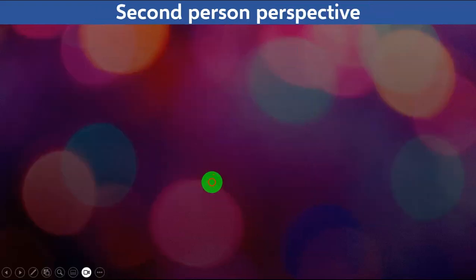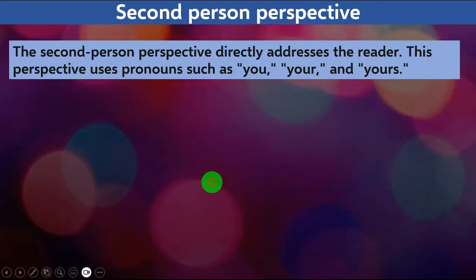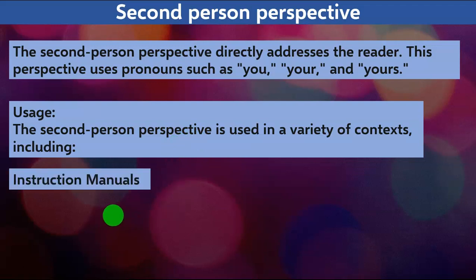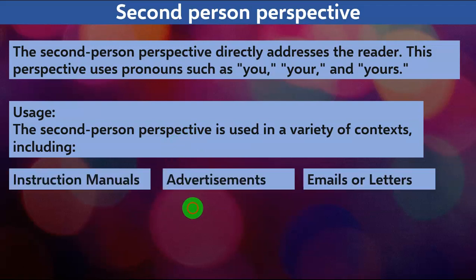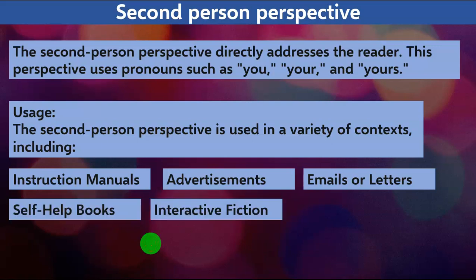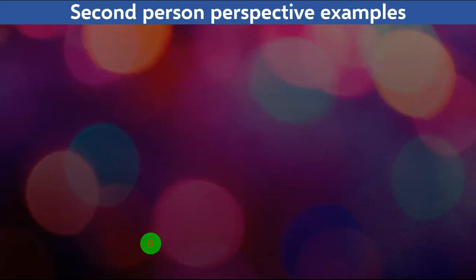Now let us talk about the second person perspective. The second person perspective directly addresses the reader. This perspective uses pronouns such as you, your and yours. There are a variety of contexts in which the second person perspective is used. Some of them are instruction manuals, advertisements, emails or letters, self-help books and interactive fiction. Now let us take an example of a few of them.